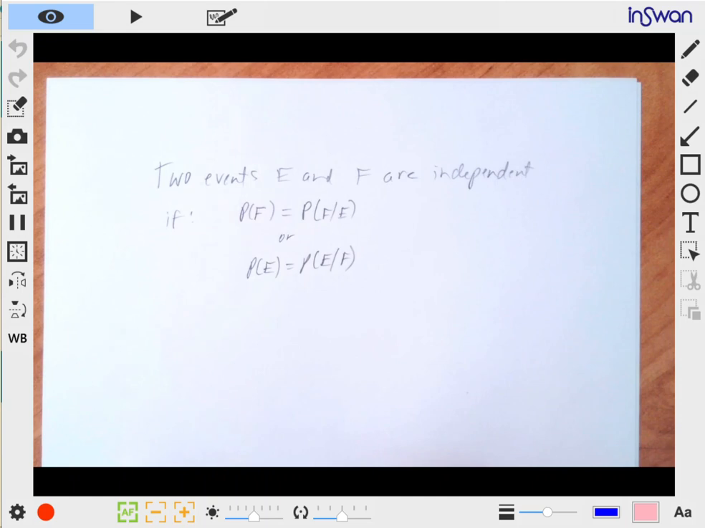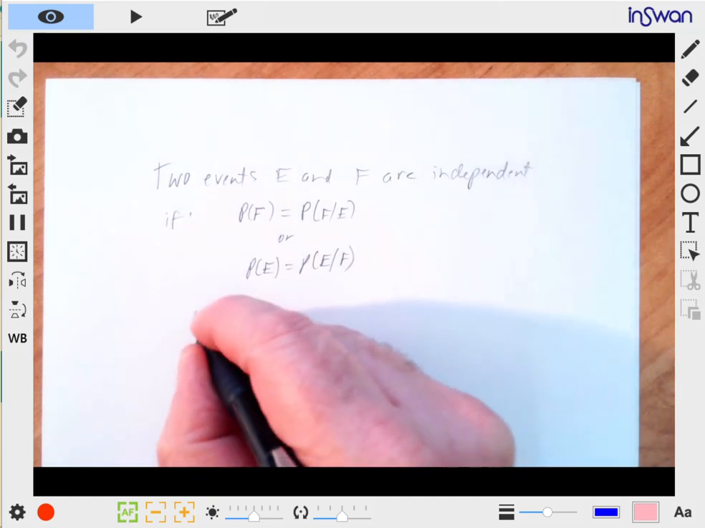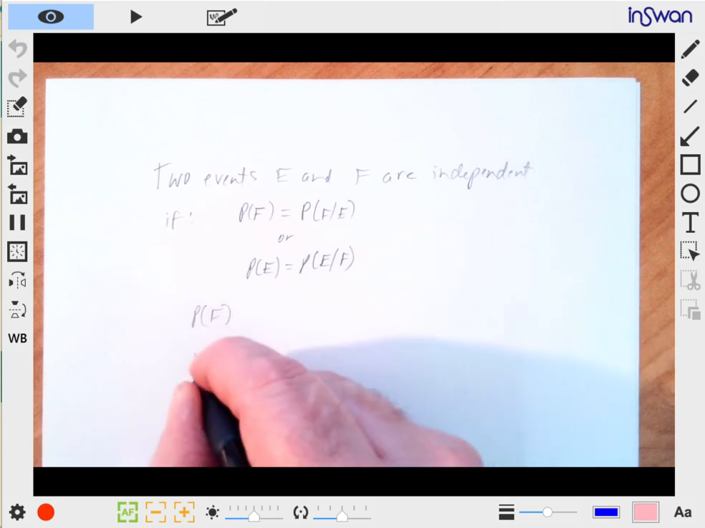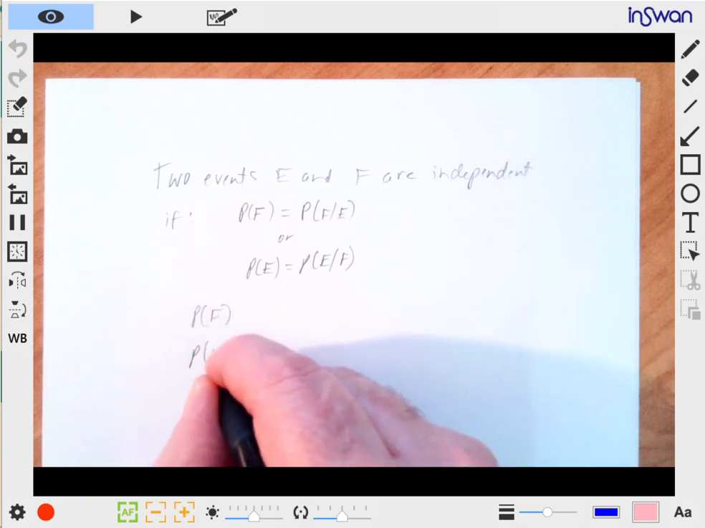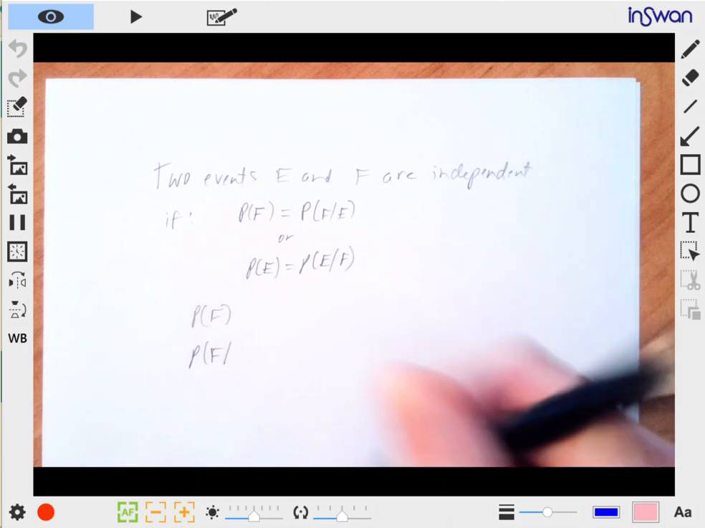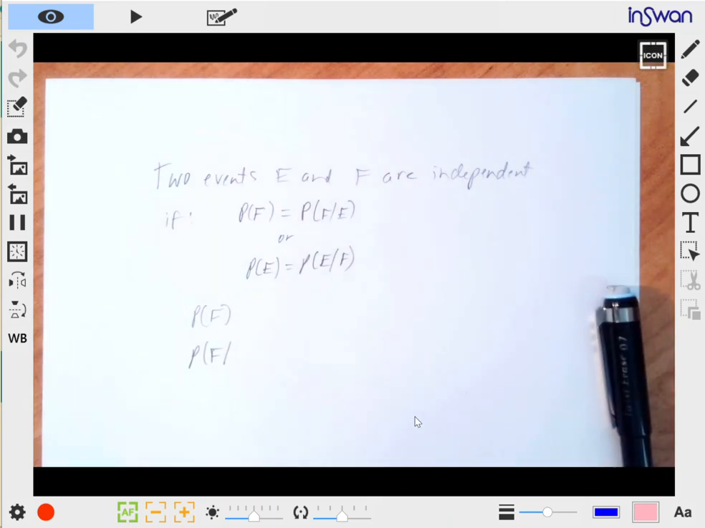So in our problem, we need to find the probability of female and the probability of female given, and I don't remember, let's see what it was.